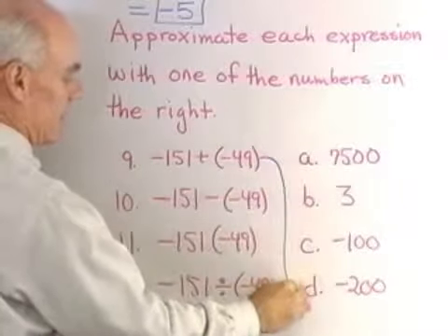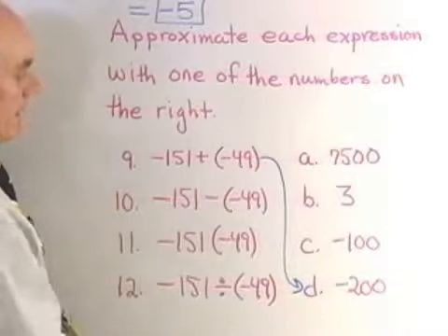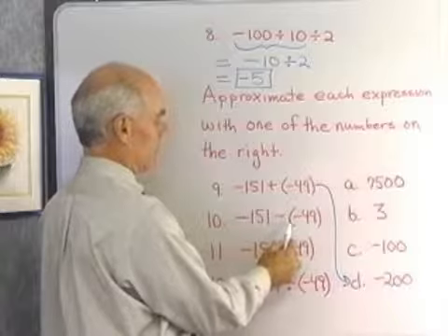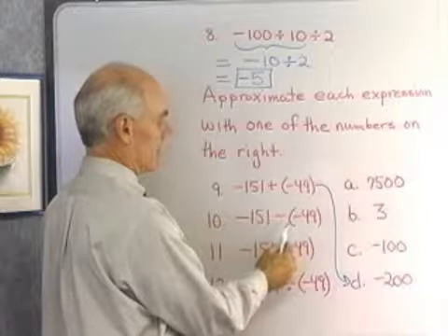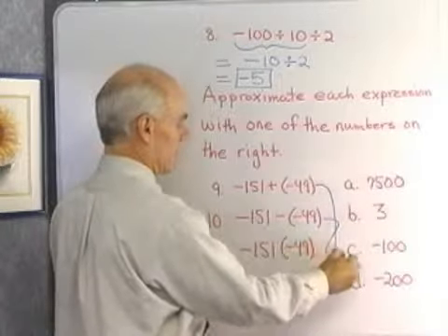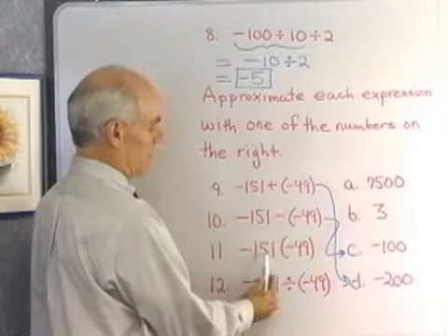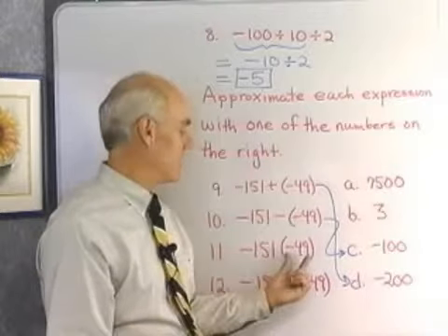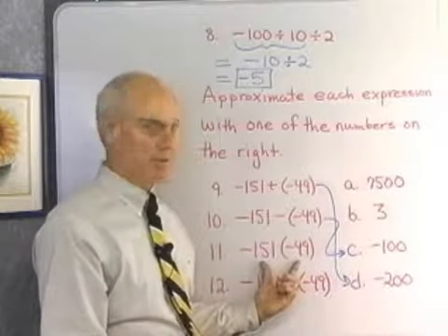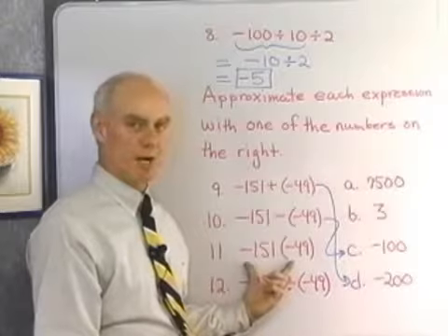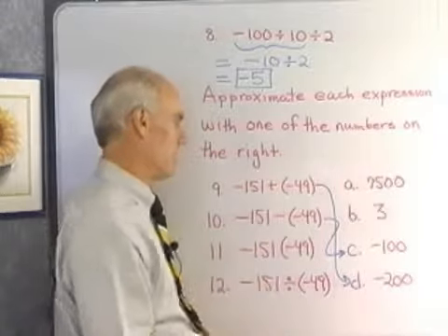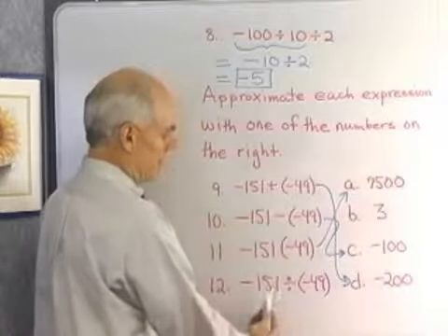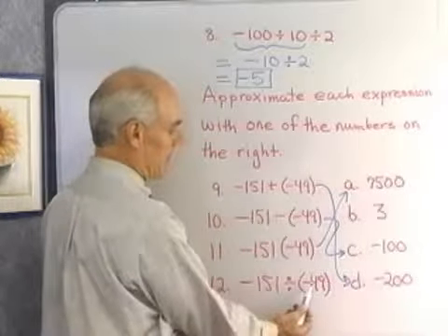As a matter of fact, there's that problem right there. Negative 151 plus 49, that's going to be around negative 100, and that answer is right here. Negative 151 times negative 49, this would be like negative 150 times negative 50. I'll multiply absolute values, get a large number. The answer will be positive because these two numbers have the same sign. So that's going to be about 7,500.